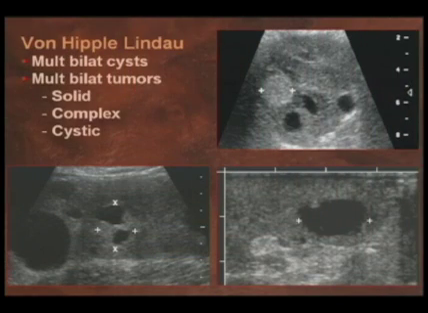Von Hippel-Lindau disease is another abnormality that presents with abnormalities in multiple different organ systems, but in the kidneys, it produces multiple bilateral cysts and multiple bilateral tumors. The tumors may be solid, as is seen in this example. They may be complex, as is seen here, or they can be predominantly cystic with little solid nodules, as is seen in this intraoperative scan.